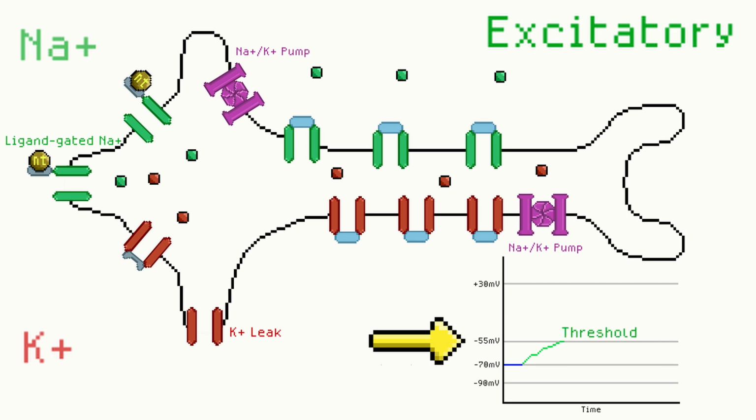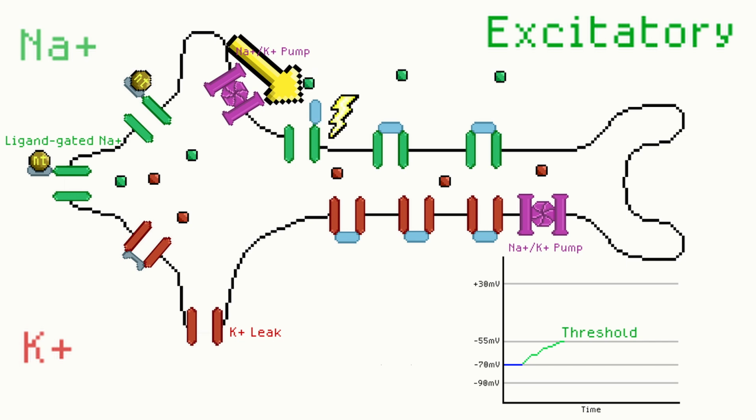This is important because this triggers more sodium channels to open, which are located at the axon hillock. These sodium channels at the axon hillock are a little bit different than the ones we have in the dendrites and soma. These sodium channels don't need a neurotransmitter to open them. They only need a certain voltage, which is minus 55 millivolts.